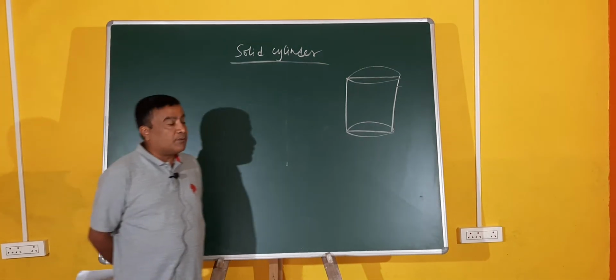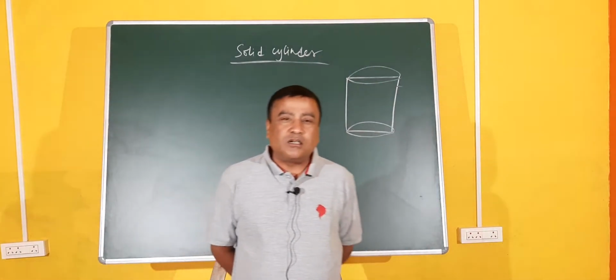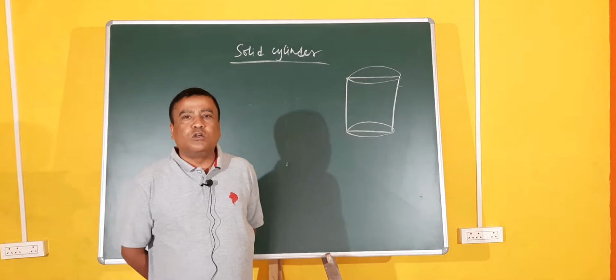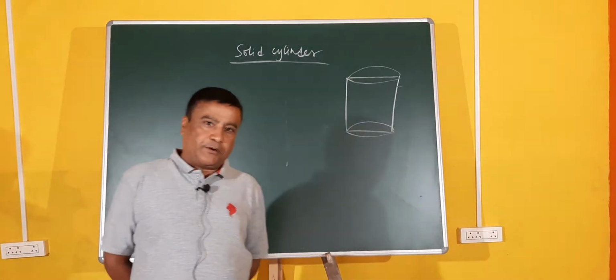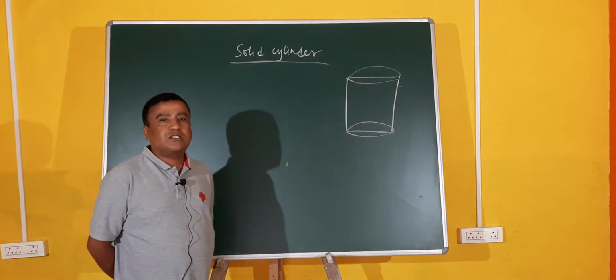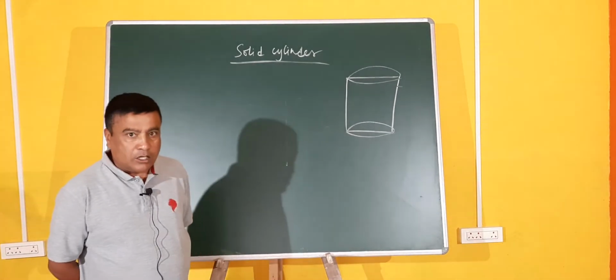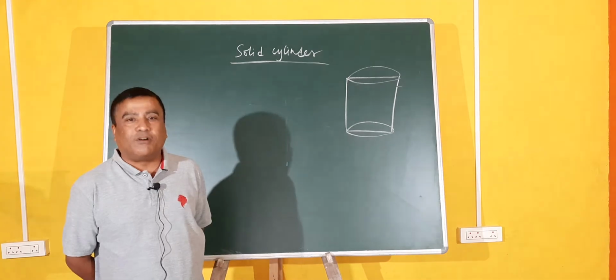Under mensuration you have to learn solid cylinder, hollow cylinder, cone, sphere, hemisphere, hollow sphere and hollow hemisphere. Today we will discuss only solid cylinder. Before that you have to know the formula.